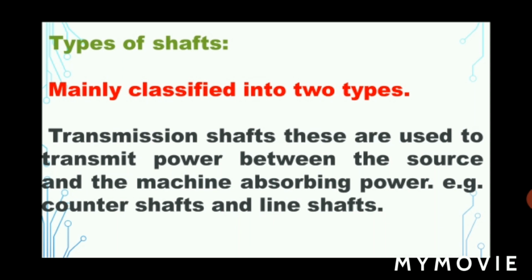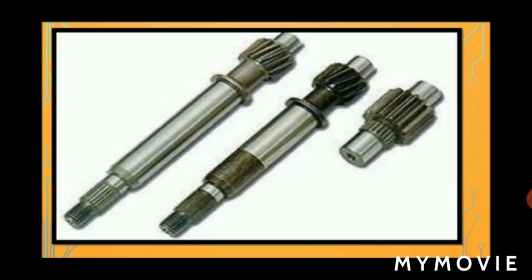So different types of shafts are available. Normally we have two types of shafts. The first one is the transmission shaft. Normally these transmission shafts are used for transmitting power or torque, whatever it may be. Here it is used to transmit power between the source and the machine absorbing power. The best examples are counter shafts and line shafts.